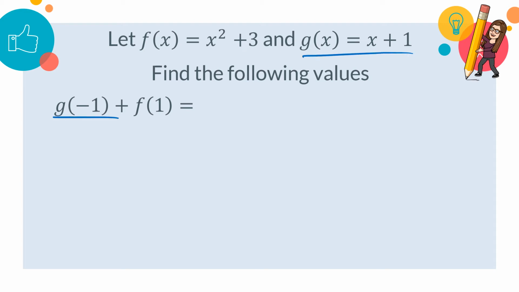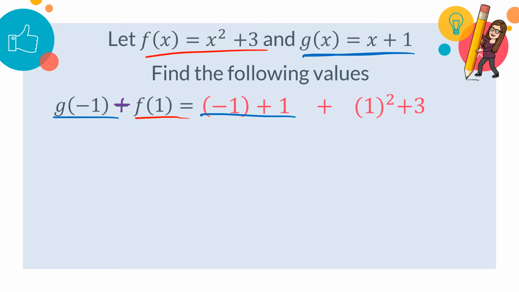The g function comes first, followed by the f function. Treat it like a separate problem for the time being. All right, so the g function says plug in -1. The f function says plug in 1. We're going to calculate. -1 plus 1 is 0. 1 plus 3 is 4. 0 plus 4, final answer of 4.